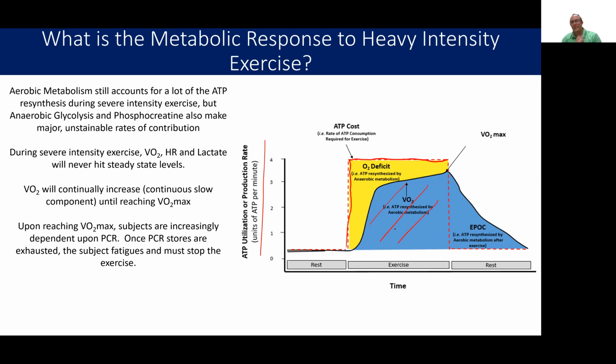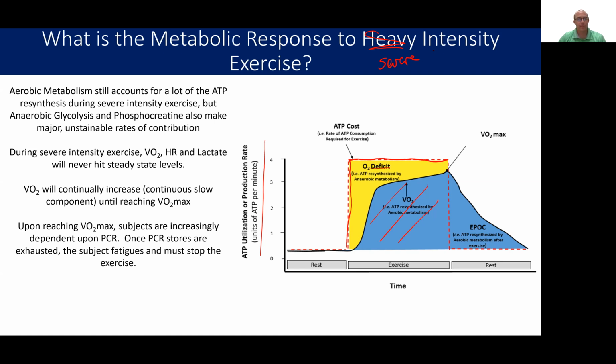So we get a lot of ATP from aerobic metabolism, but not nearly all of it. We get quite a bit from anaerobic glycolysis and phosphocreatine. I'll show you that in a second. So you never get all of your ATP from aerobic metabolism in severe intensity exercise, and you'll get a contribution from glycolysis and from phosphocreatine.